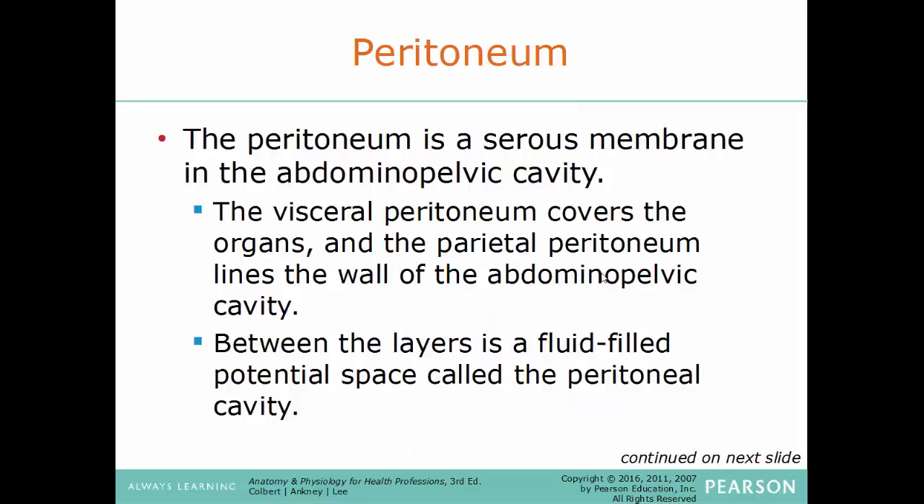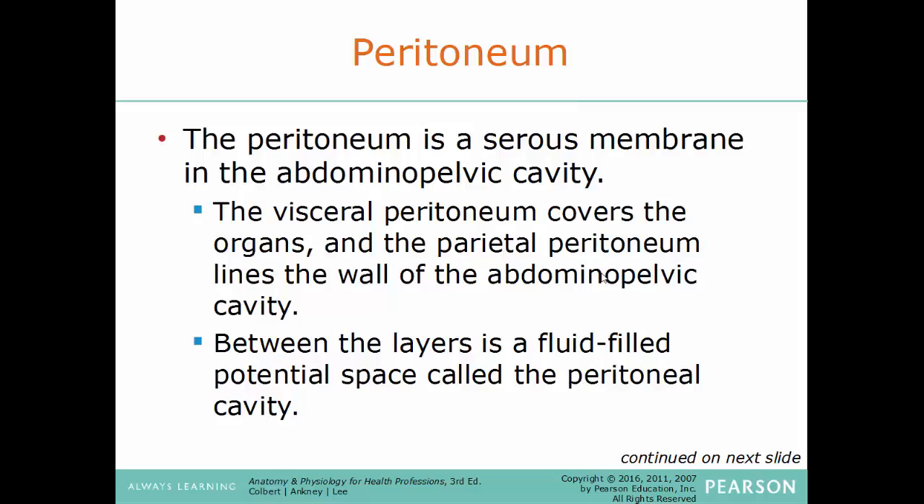And now to move on, let's talk about the peritoneum. Now, the peritoneum is a serous membrane in the abdominal pelvic cavity. And the visceral peritoneum covers the organs, and the parietal peritoneum lines the walls of the abdominal pelvic cavity. And this came up in a previous video. The terms visceral and parietal are not specific for any one body system. They are general anatomy terms. Anything that's visceral will line organs directly. Anything that's parietal will line a cavity. So visceral peritoneum will line the organs of the peritoneum, and the parietal peritoneum will line the abdominal pelvic cavity.